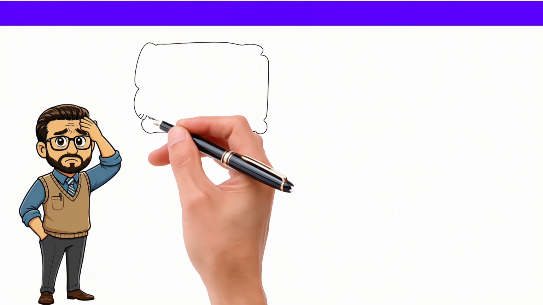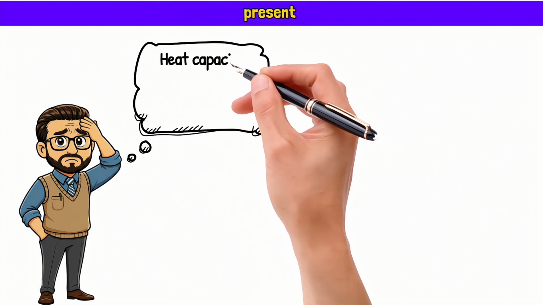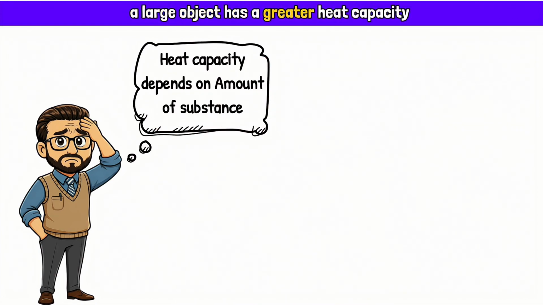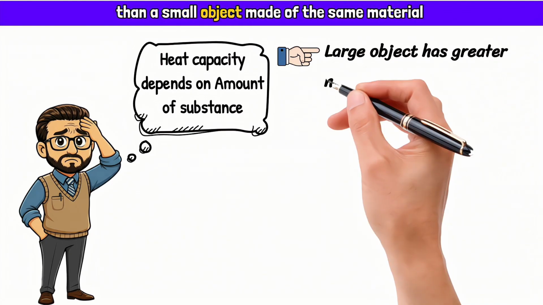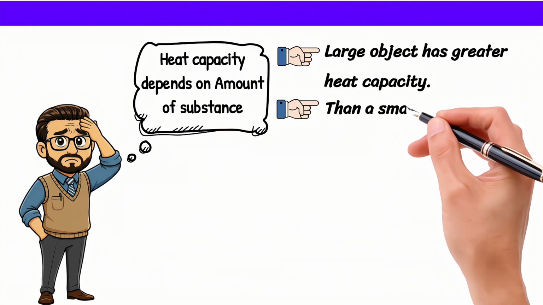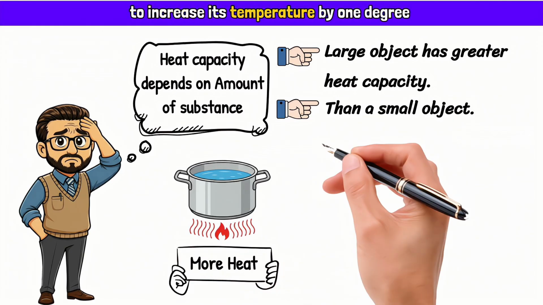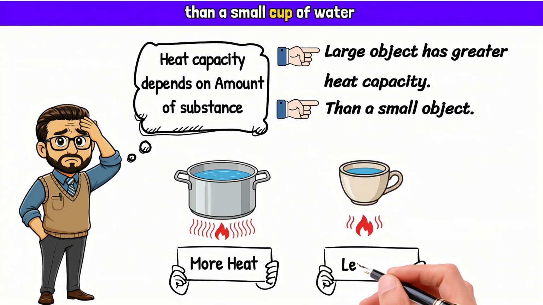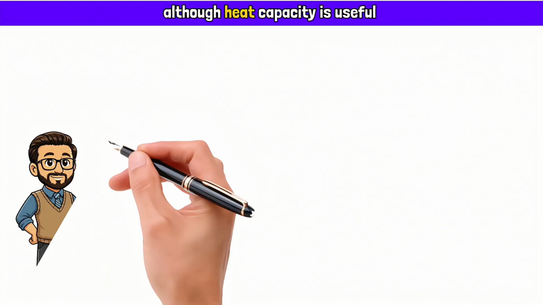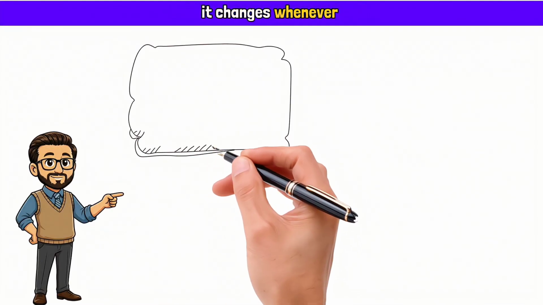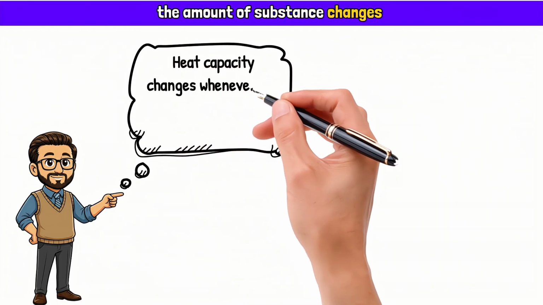Heat capacity also depends on the amount of substance present. A large object has a greater heat capacity than a small object made of the same material. For example, a large pot of water requires more heat to increase its temperature by 1 degree than a small cup of water. Although heat capacity is useful, it changes whenever the amount of substance changes.